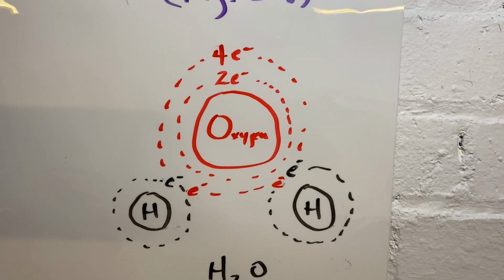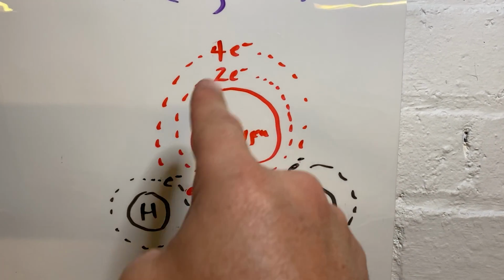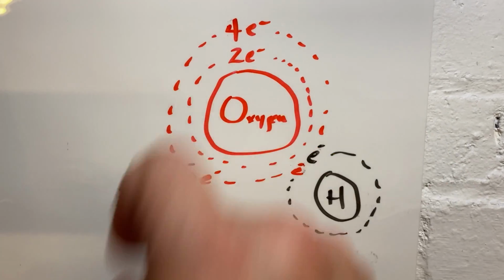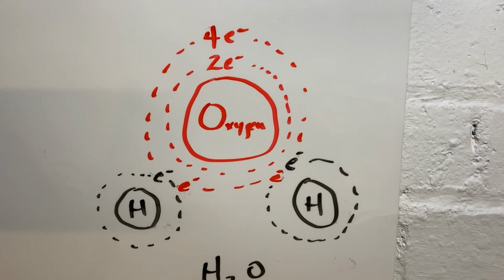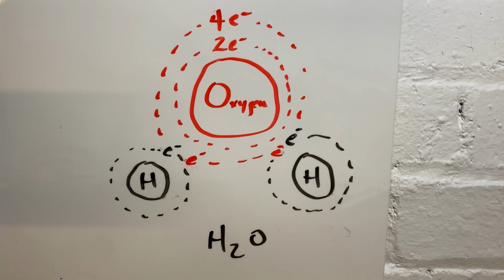So I've broken them up so you can see that these 2 electrons are being shared. So now in the outer shell of oxygen, you have a total of 8 if you include the 2 from the hydrogen. So now it is maximized that outer shell. Remember, the octet rule says the second shell should have 8.